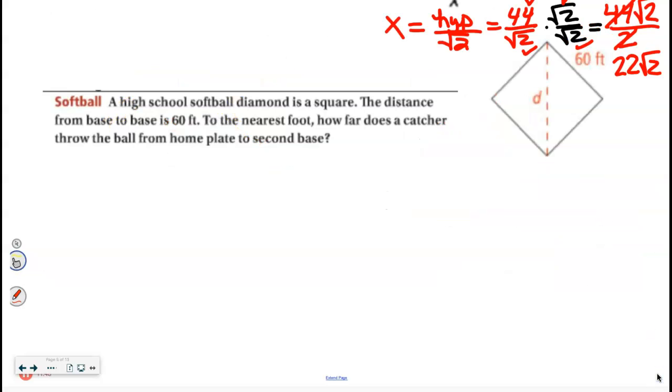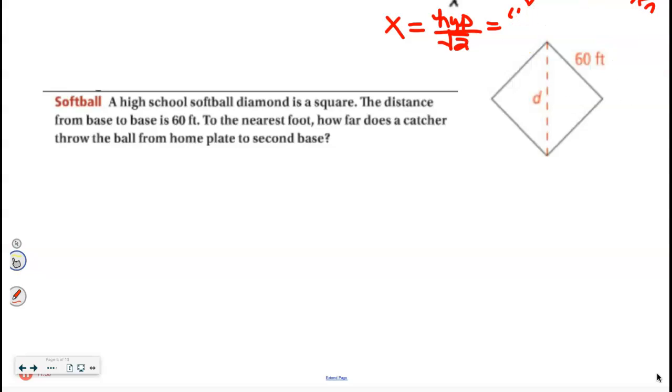So my last one. It says on the softball field, we are trying to figure out the distance from base to base is 60 feet. So in this problem, we've got home plate, we've got first, second, third, and they're telling me all these distances are 60. We know that those are actually right angles in there, or you should, for a baseball or softball diamond. The question says to the nearest foot, how far does the catcher throw the ball from home plate to second base? So again, you're looking for that D.